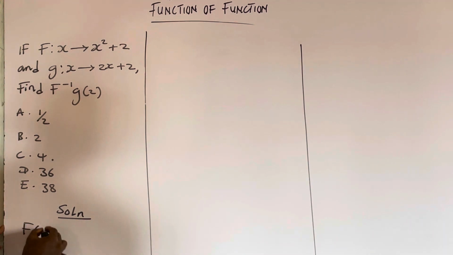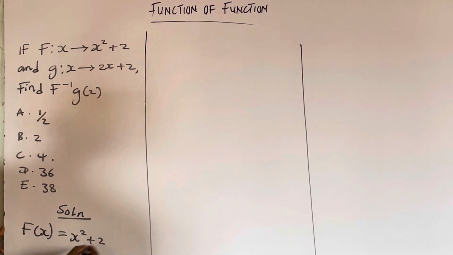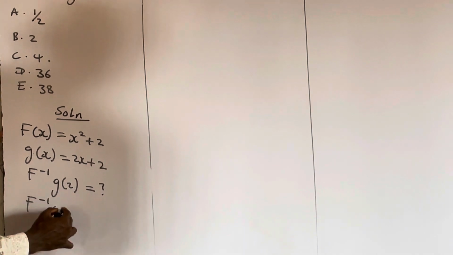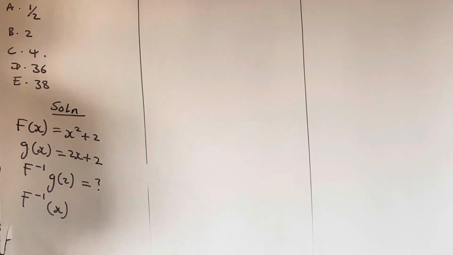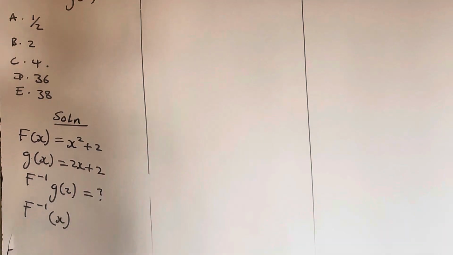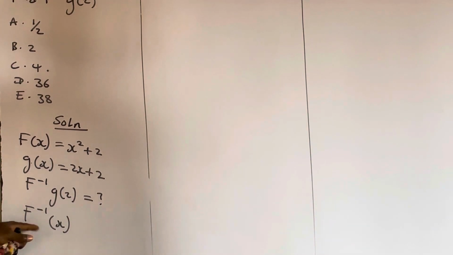First of all, let's agree that f of x is equal to x squared plus 2 and g of x is equal to 2x plus 2. Now, we are looking for f inverse of g of 2, right? But we need to find f inverse of x before working on this particular question. You do understand now? So let me find this first.